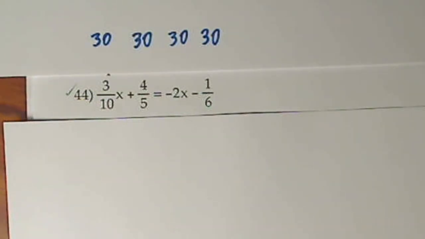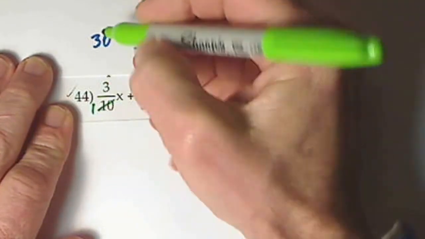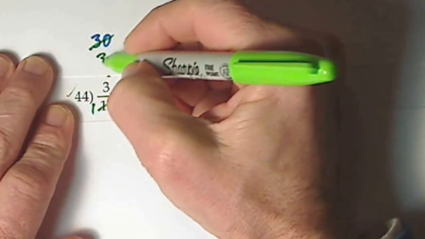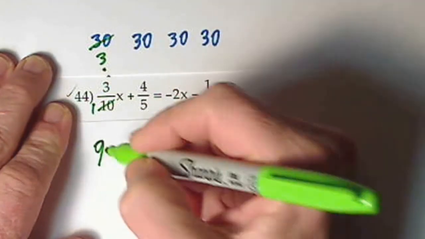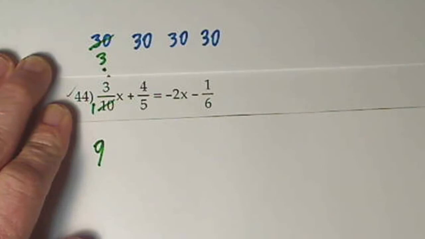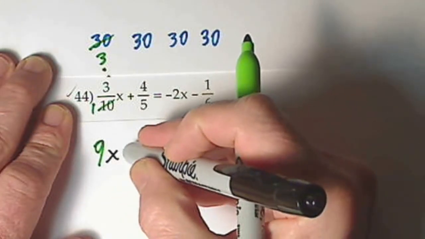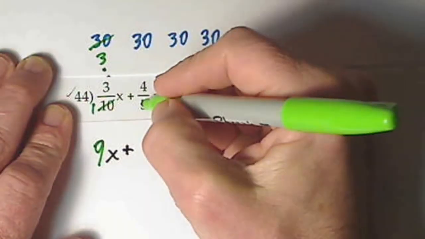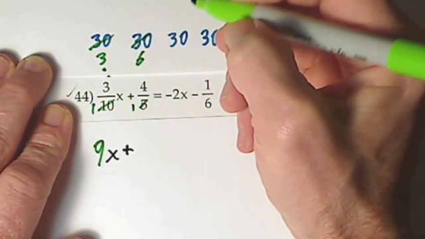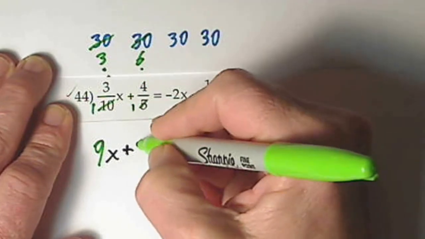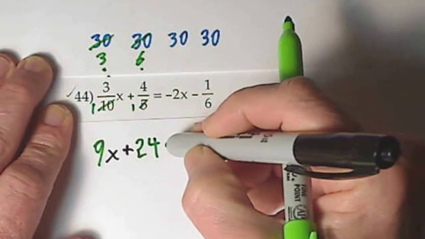So we have 10 goes into 10 once, 10 goes into 30 3 times. 3 times 3 is 9. Bring down our x, our plus sign. Okay. 5 goes into 5 once, 5 goes into 30 6 times. 6 times 4 is 24. Bring down our equal sign.